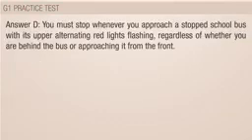Answer D. You must stop whenever you approach a stopped school bus with its upper alternating red lights flashing, regardless of whether you are behind the bus or approaching it from the front.